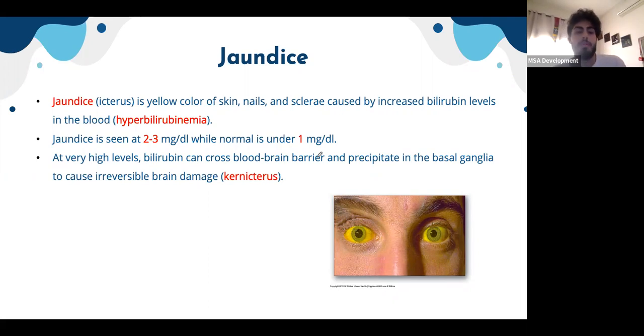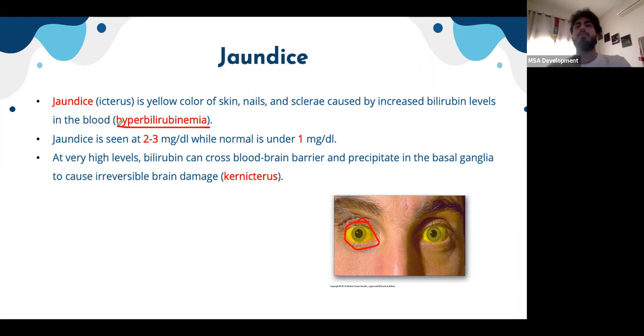So there's jaundice. Jaundice is the yellow color of the skin, nails, and sclera, sclera meaning the whites of the eye. It's caused by increased bilirubin levels. When we have increased bilirubin, this is when you get jaundice, or in other words, hyperbilirubinemia. Okay, and when does that happen?